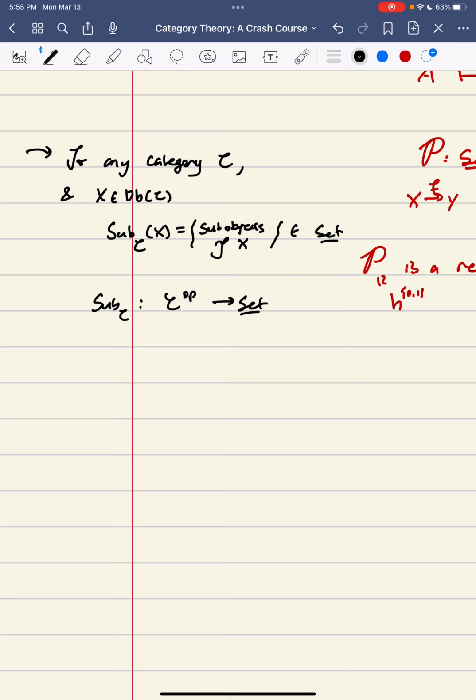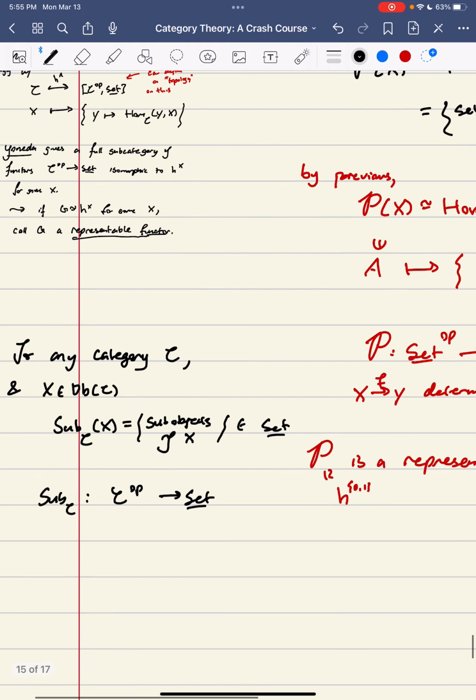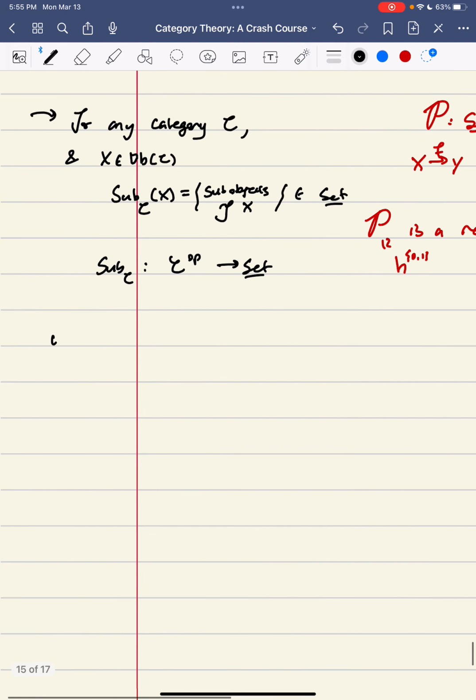Whether or not this thing is representable is whether or not the category C itself has something called a subobject classifier. So I'll go into that maybe in a class or two. Whether or not Sub as a functor is representable is equivalent to C having something called a subobject classifier.